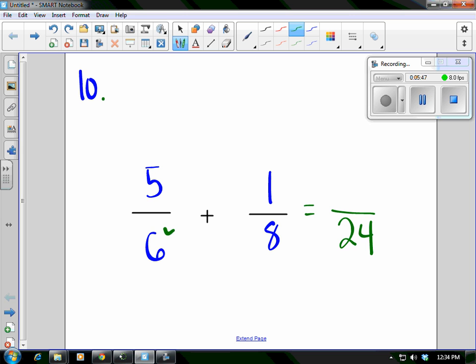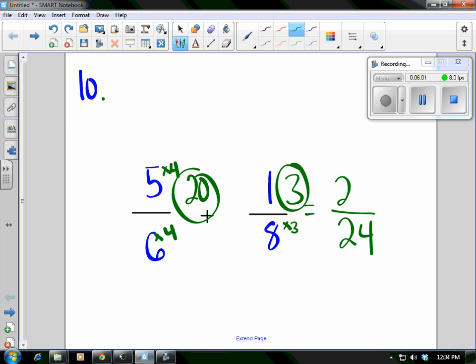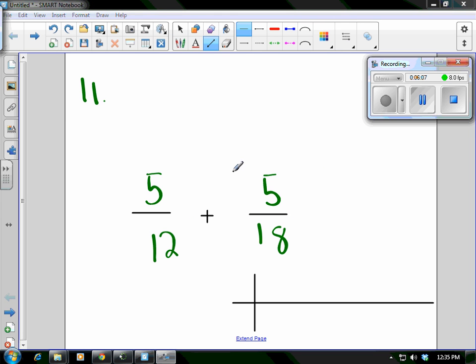6 times 4 is 24, so we multiply the top by 4, which is 20. 8 times 3 is 24, so 1 times 3 is 3. Now we have 20 plus 3 is 23. Almost there, nice and easy. Alright, number 11 is tricky, because we have 12 and 18.